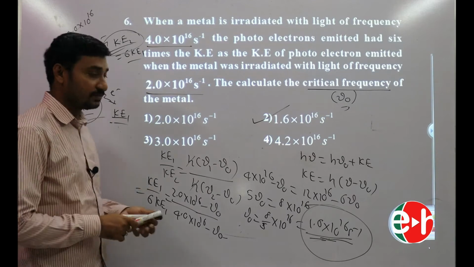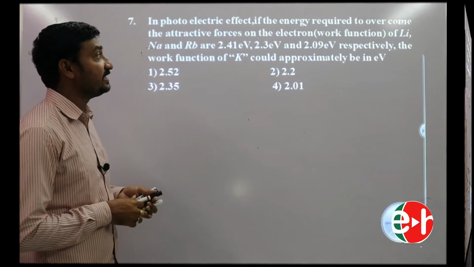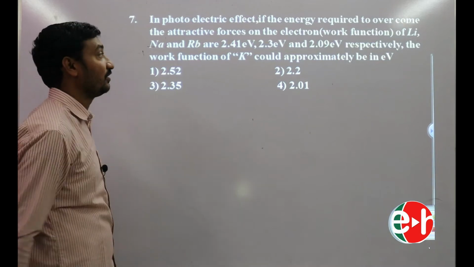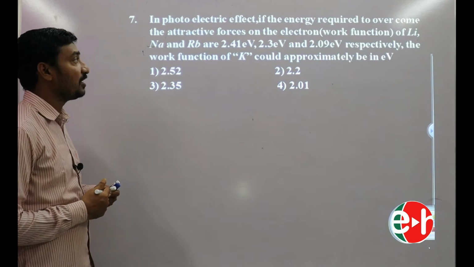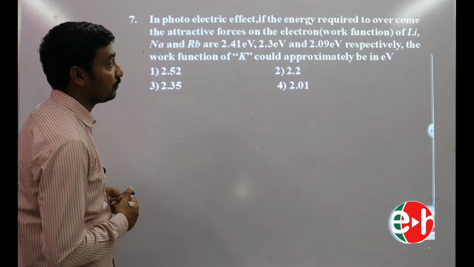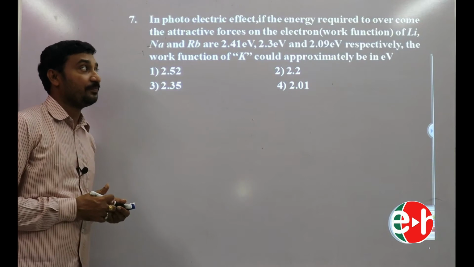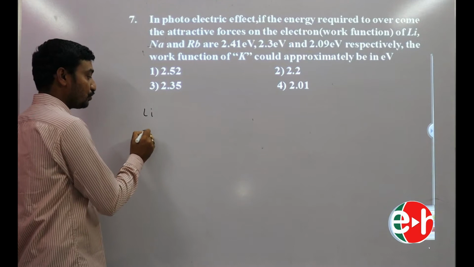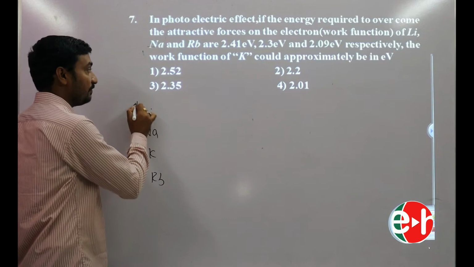Okay, now next question. In the photoelectric effect, the energy required to overcome the attractive forces on the electron, that means the work function, of lithium, sodium and rubidium are 2.41 electron volts, 2.3 electron volts and 2.09 electron volts respectively. Find the work function of potassium, K. We know lithium, sodium, potassium, rubidium are all group elements.